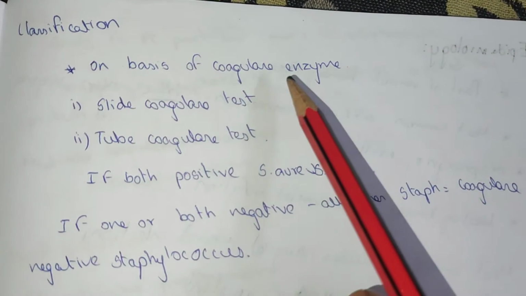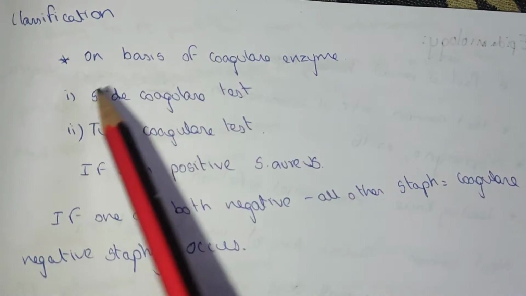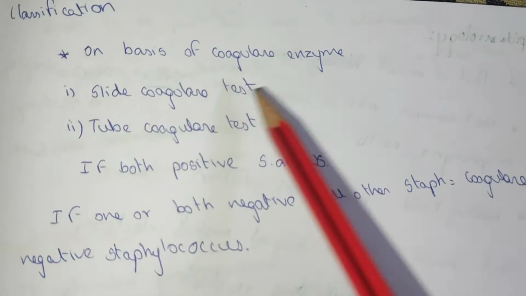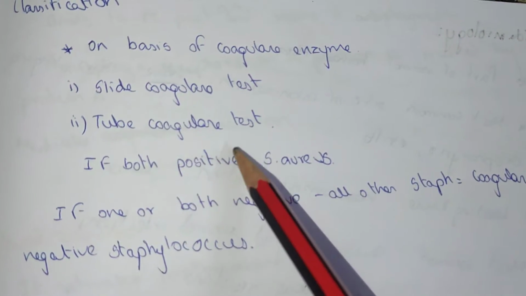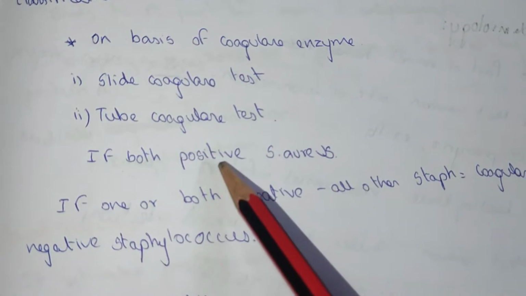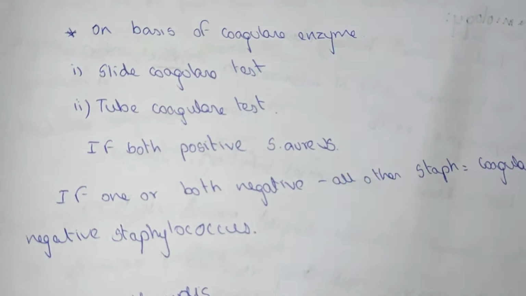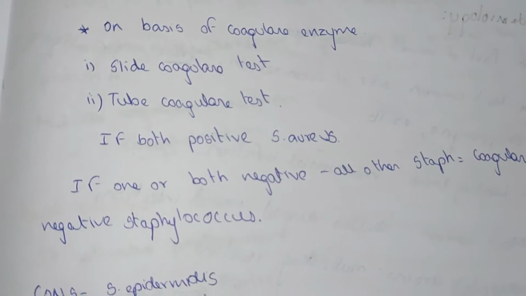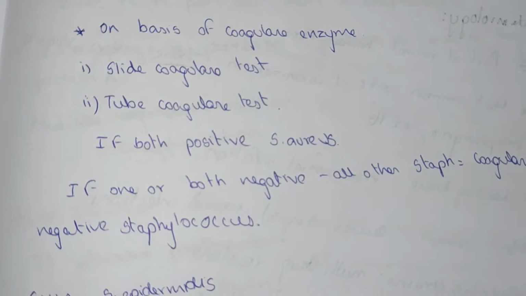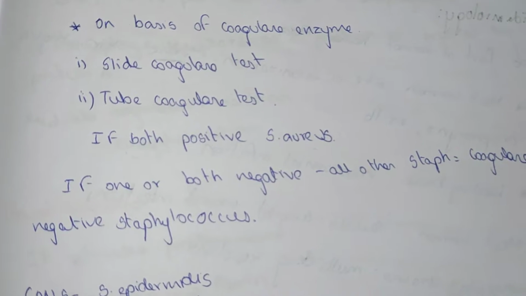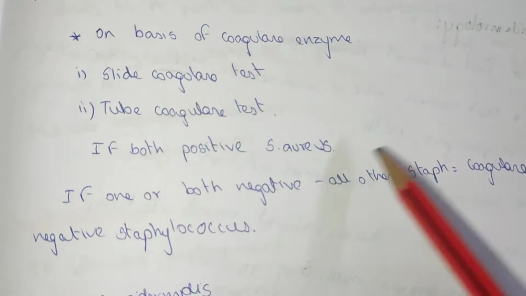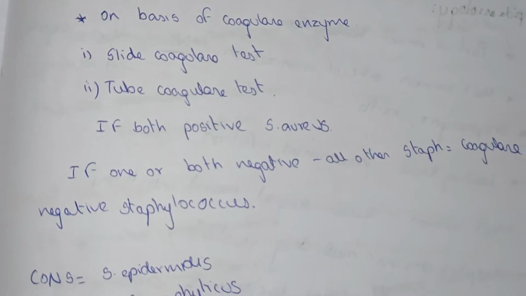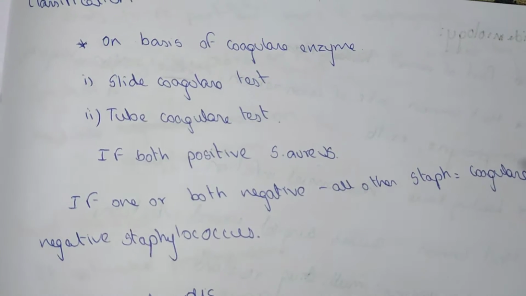Now we will see about the classification of Staphylococcus. Classification is on the basis of the coagulase enzyme. There are two tests of the coagulase enzyme, the slide coagulase test and the tube coagulase test. If both are positive, it is Staphylococcus aureus.